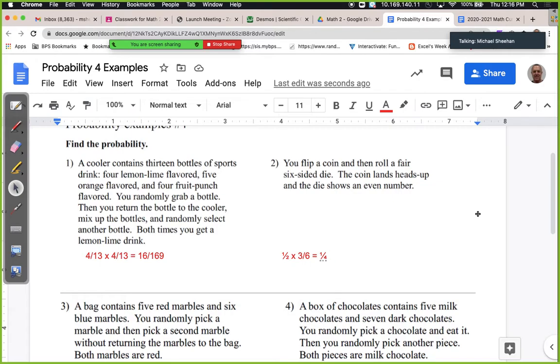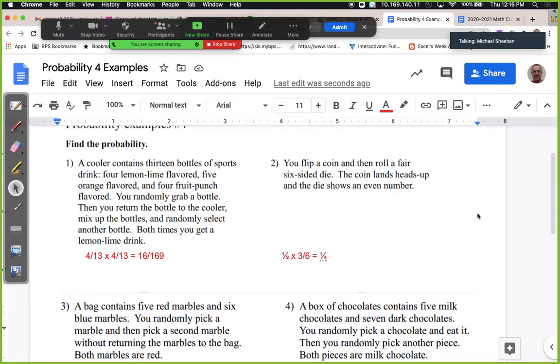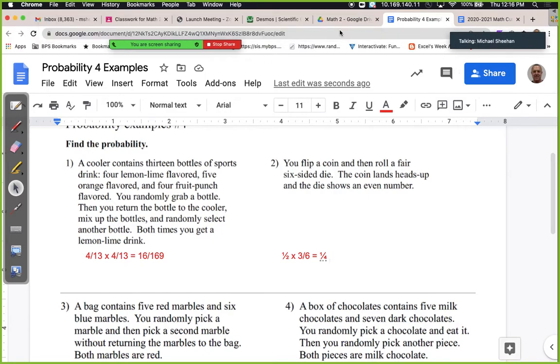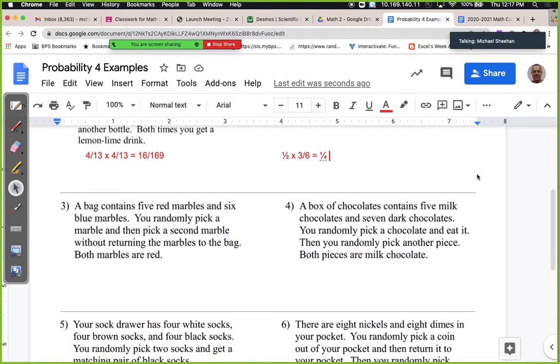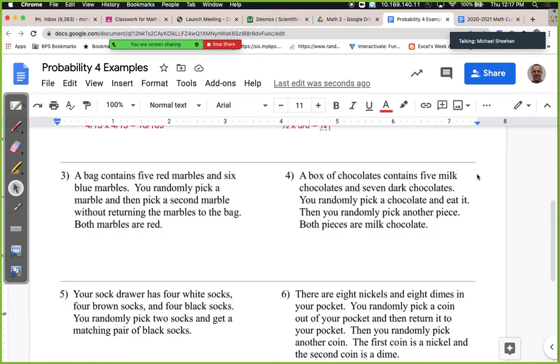All right, number 1 and number 2 are what we called independent experiments. When I flip a coin, it doesn't affect what happens when I roll the dice. Number 1, when I take a bottle and put it back, I have the same chance of picking lemon lime the second time as I do the first time. Number 3 and number 4 are different. These are going to be dependent events. And hopefully I'll do a good job of explaining why.